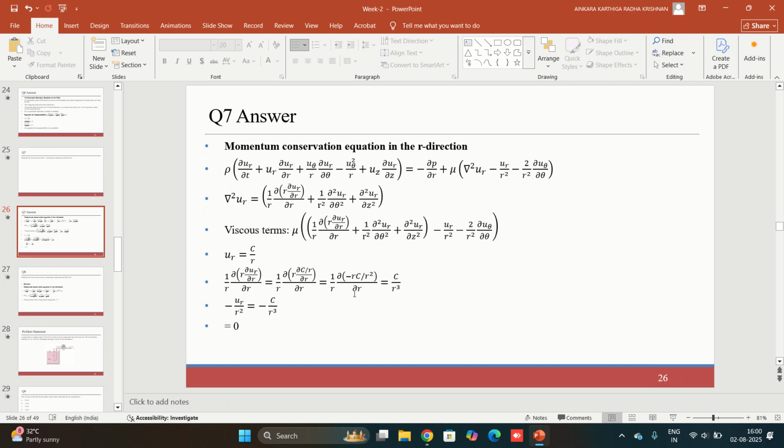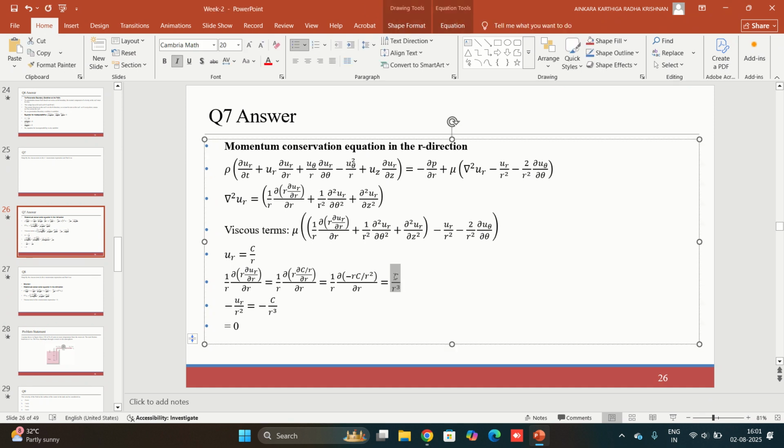So ∂/∂r of r into minus c by r square, where the r and r get cancelled. So it is minus c by r. ∂/∂r of minus c by r will become c by r square. 1 by r into c by r square will give us c by r cube. So this is the first term.